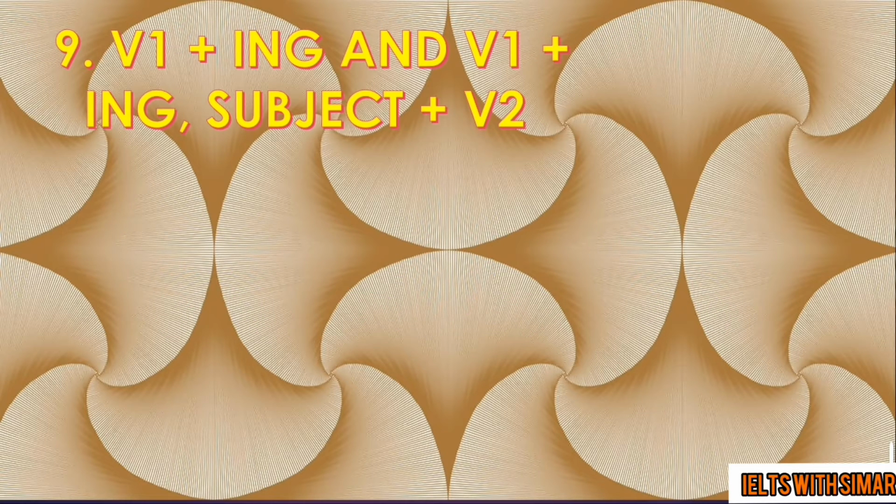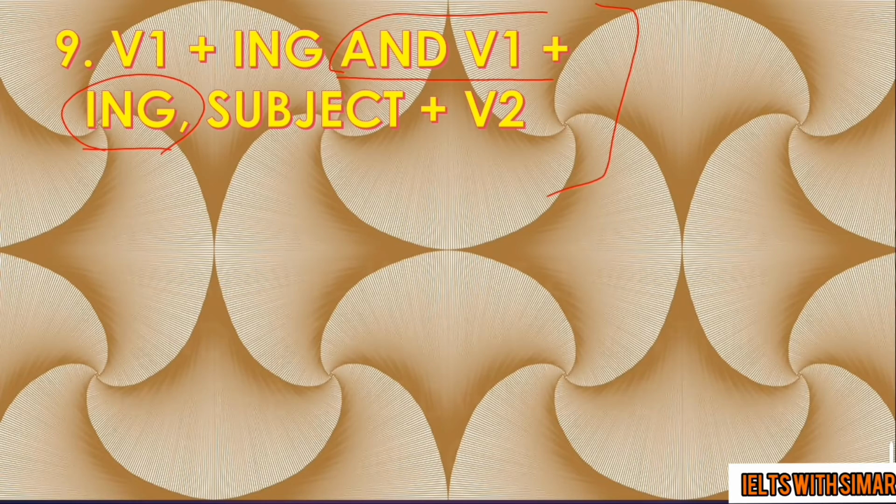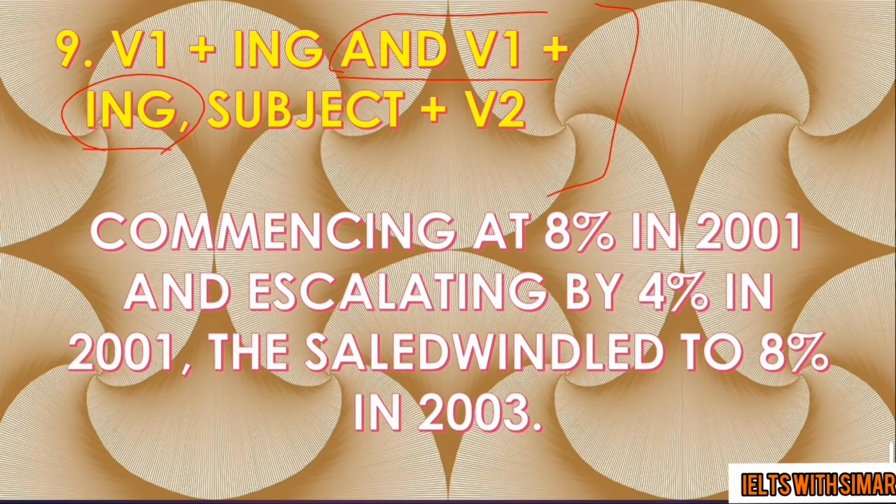So this is the other structure, and it is similar to the previous structure I told you about. But here I add and plus first form of the verb plus ing. Why I did this is because sometimes the data is too much and we have very little time. So for compressing your data, you can use this structure. So this is the example: commencing at 8% in 2001 and escalating by 4% in 2002. The sale dwindled to 8% in 2003.